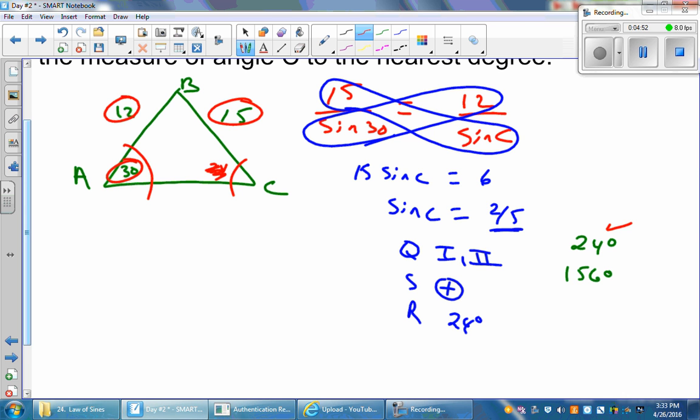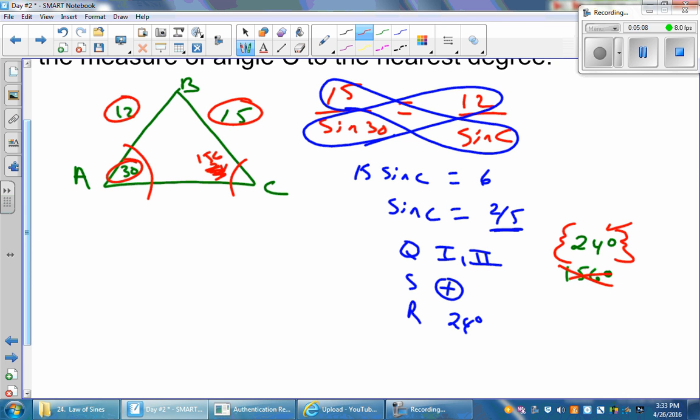Now the question becomes, what about 156? Well, if this angle is 156 degrees, and the other angle is 30, can I have one that's 156 and 30? The answer is no, it's too big. So the 156 we're going to reject, and we're going to say that our only answer for this question is 24 degrees.